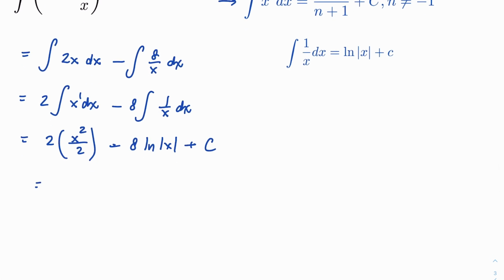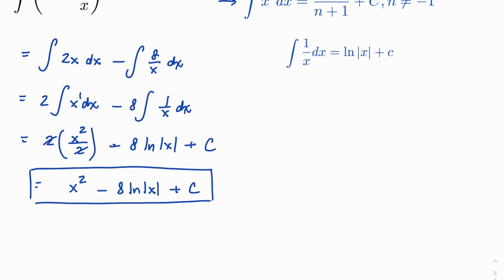So simplifying here, the 2's are going to cancel, and we have x squared minus 8 natural log absolute value x plus c, and that is the antiderivative of our function.